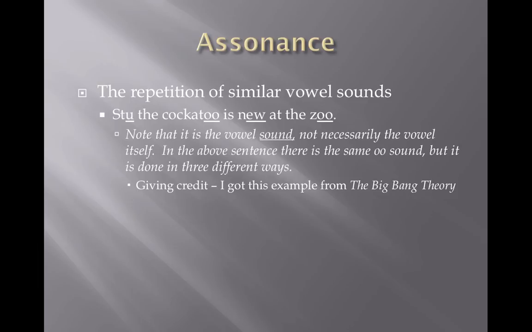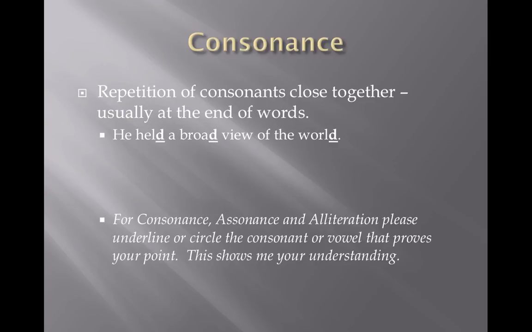So we have alliteration, we have assonance, and then we have consonants. Consonants can be tricky because a lot of kids mix it up with alliteration. It's the repetition of consonants close together, usually at the end of words, and I shouldn't say at the end because sometimes it's in the middle of words also. So: "He held a broad view of the world." The repetition of that D sound at the end: held, broad, and world.